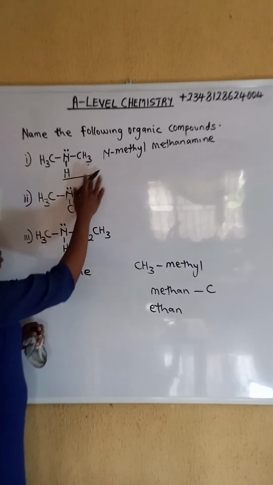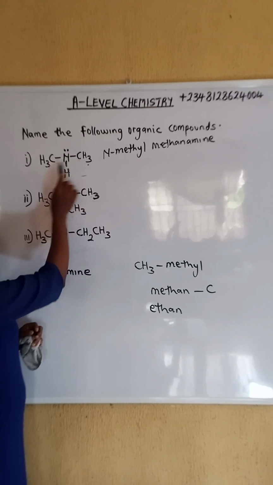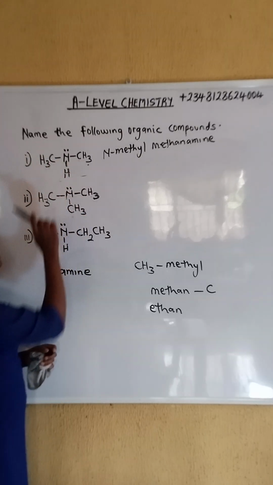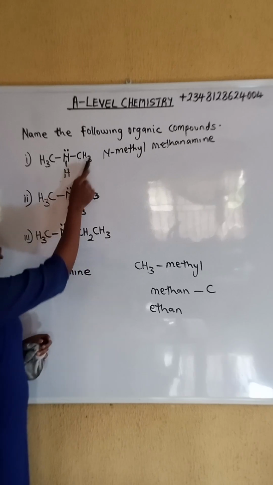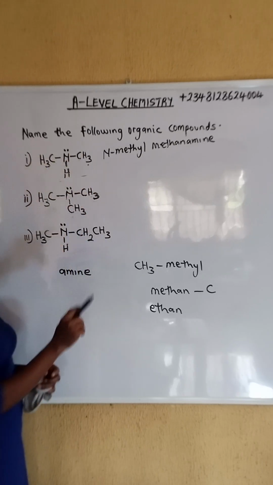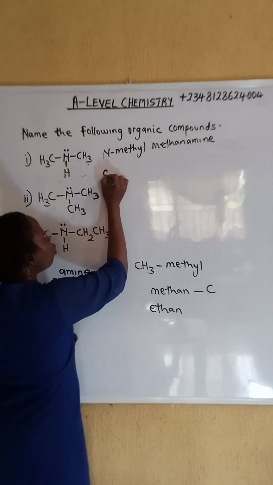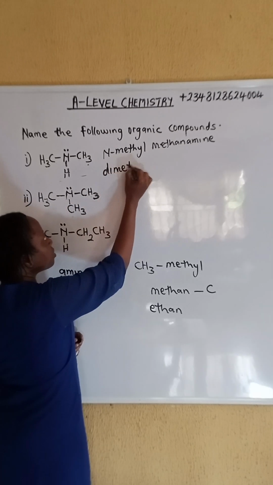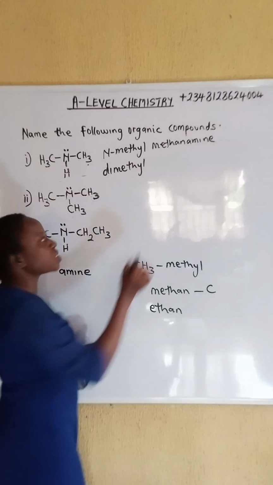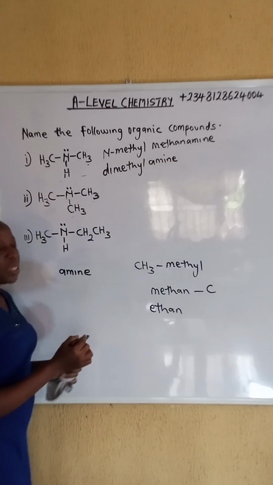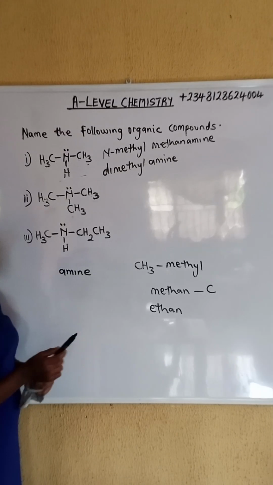Then the second name: when you look at the two sides, you have the same substituents, so you can name the two substituents together. You call this one methyl. Then how many methyl do we have? We have two. When you have two methyl, you call it dimethyl. Then dimethyl what? Amine. Dimethylamine. Then let's move to number two.